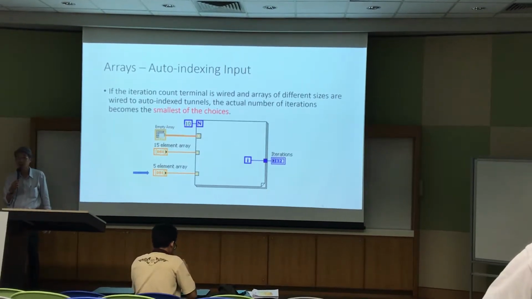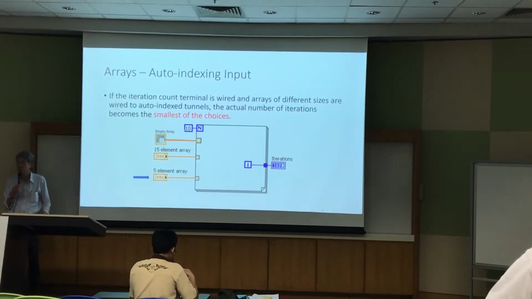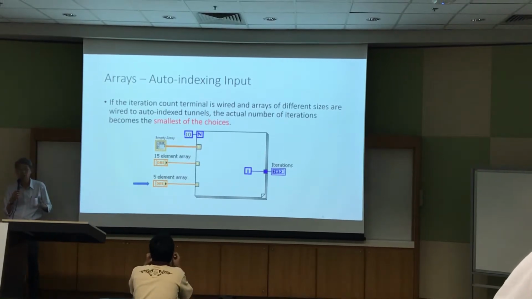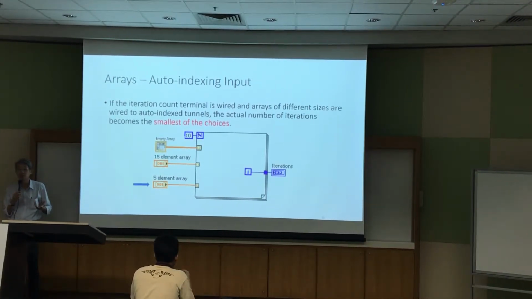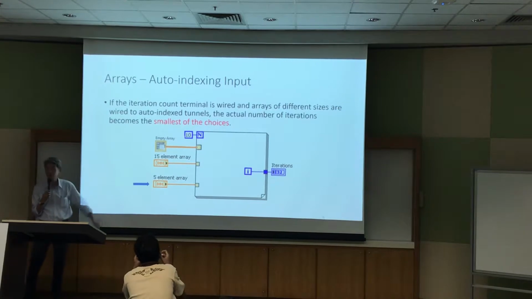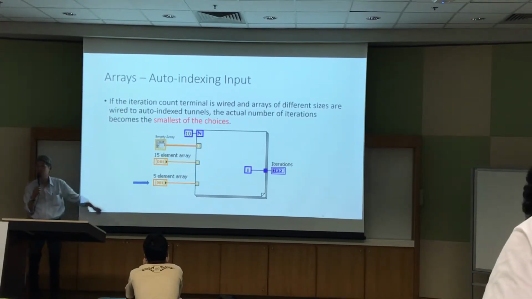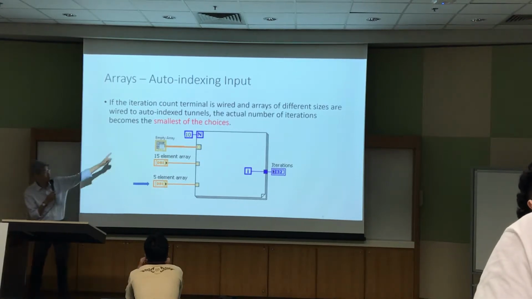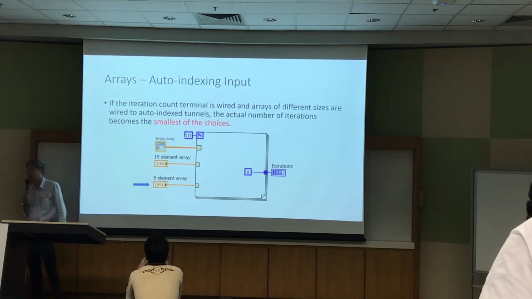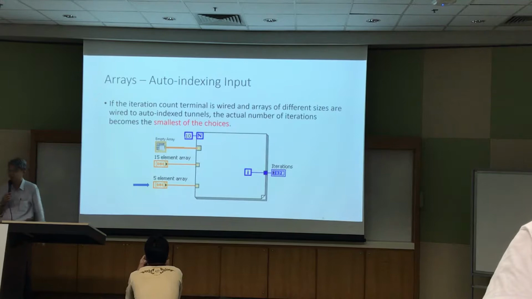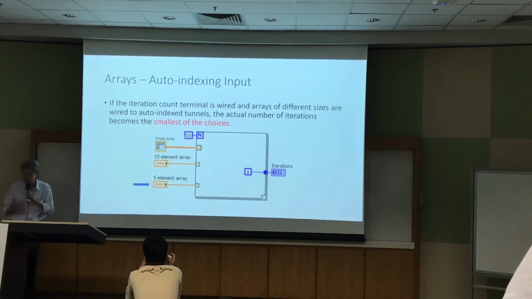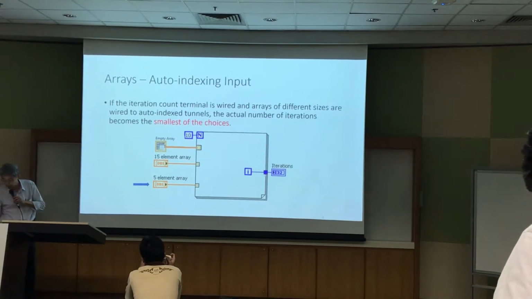How many? Hello? No answer. How many times this for loop will loop? 10 times? 5 times? 15 times? Or 0 times? The red word say already, smallest of the choices. So it's 0 times. If it's 0 times, what is the I value that comes out after that?